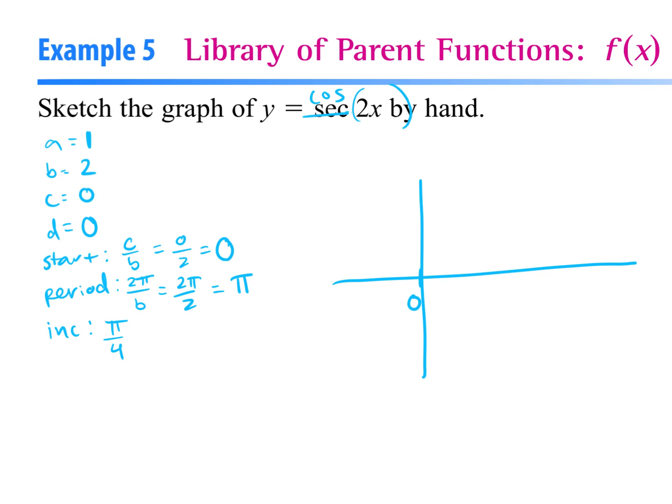So my starting point is 0. How do I find the next increment? Add pi over 4. So 0 plus pi over 4 is just pi over 4. Then I add another pi over 4, 2 pi over 4, which simplifies to pi over 2. And I add another pi over 4, so 3 pi over 4. And I add another pi over 4, so 4 pi over 4, which is pi. So you need your starting point and your 4 increments.